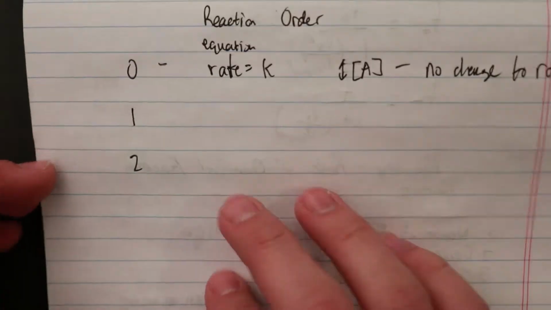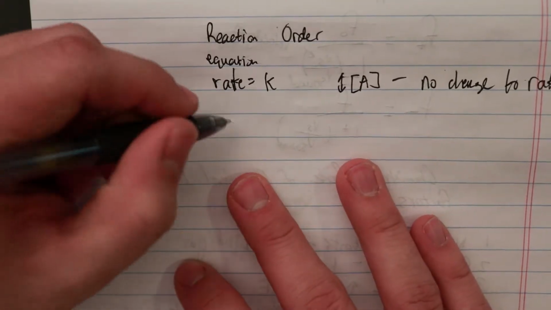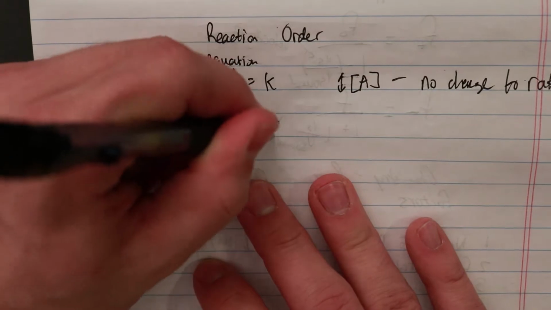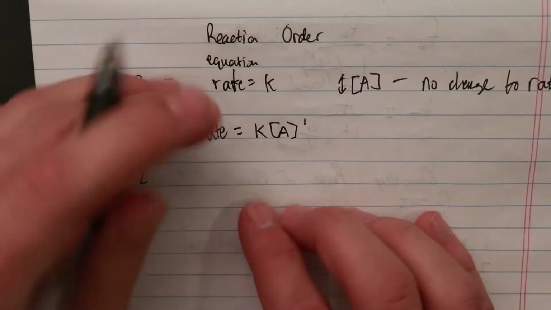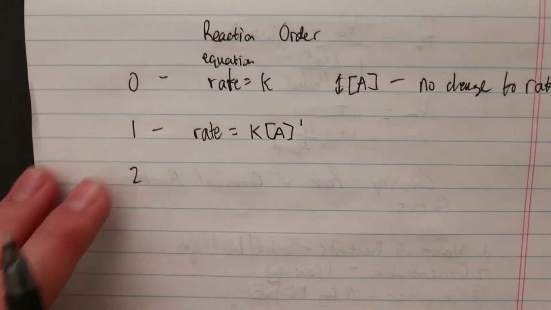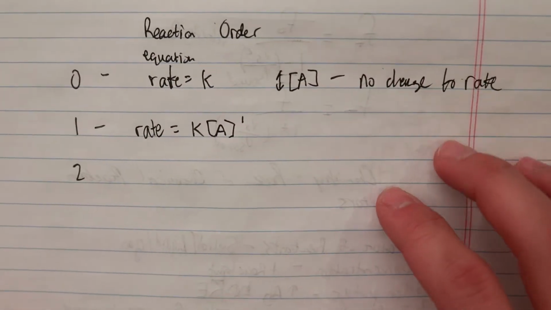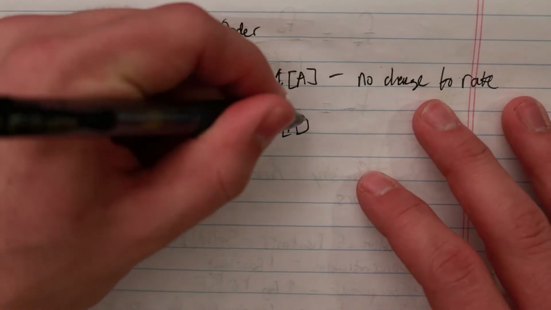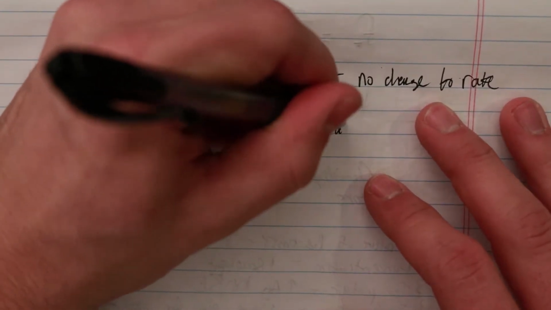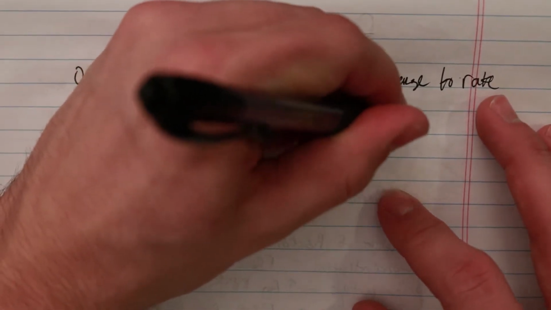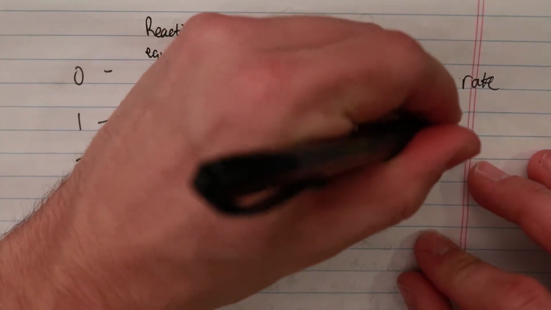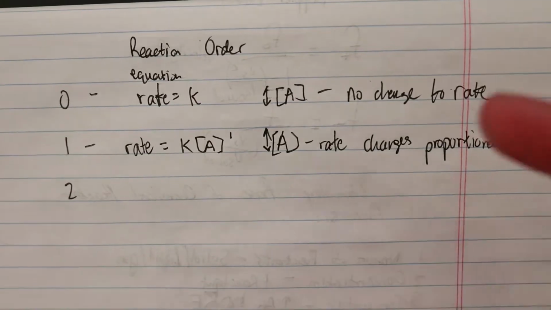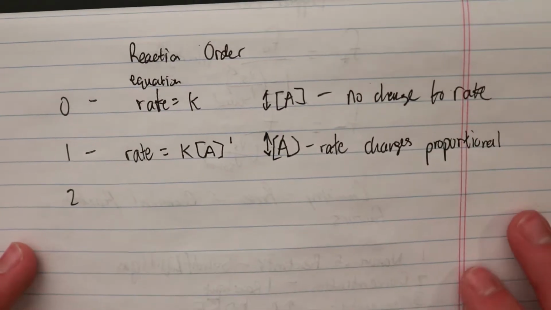And then on a first order reaction, the rate law or rate equation is going to look like rate equals k times the concentration of A. And I'm going to write it to the first, though we usually would not write this because there's an implied 1. And this means if you change the concentration of A, then the rate changes proportionally. And by changing proportionally, that just means if I double the reactant, then the rate is going to double.